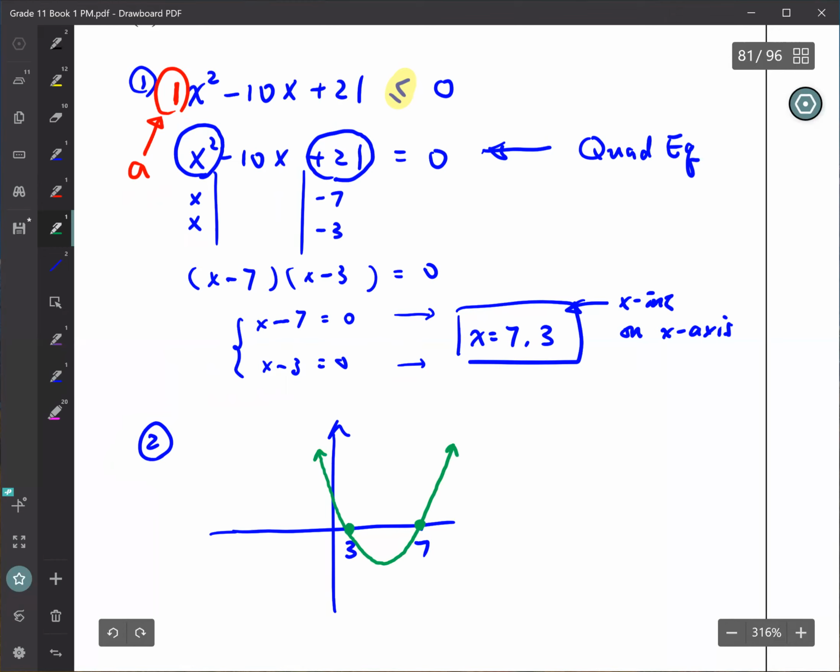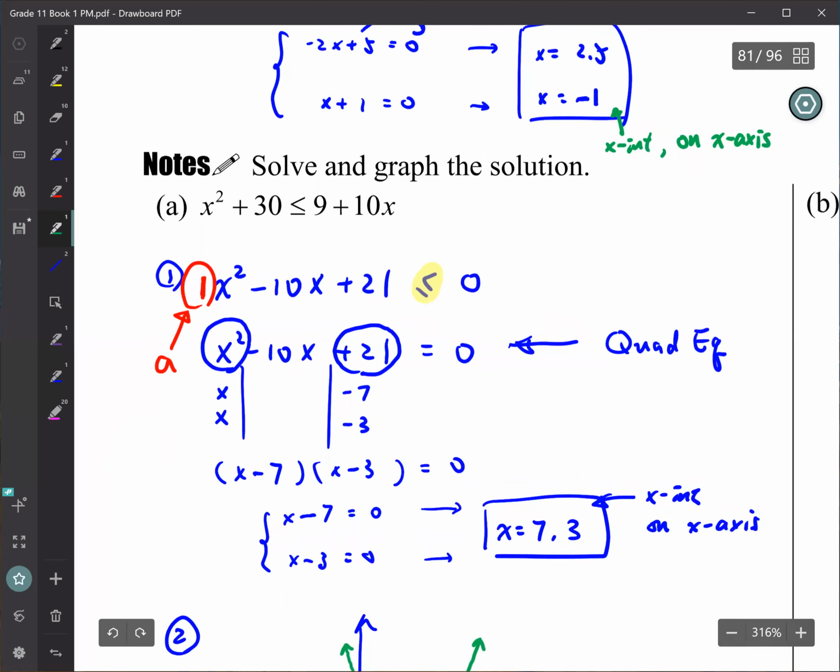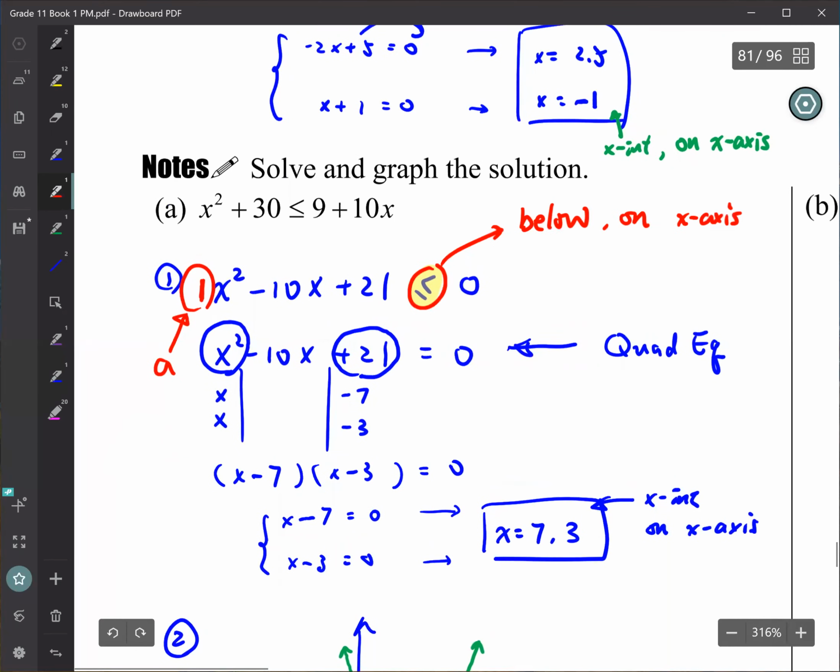Any questions so far? Now, after that, you look at the inequality, all right? Remember, we move everything to the left side, and then I highlighted the less than or equal, right? This thing means less than means below, right? Equal means on x-axis. Okay, this idea came from the very beginning, right?